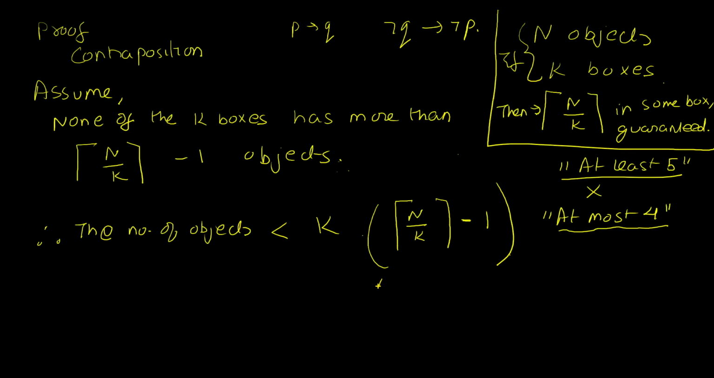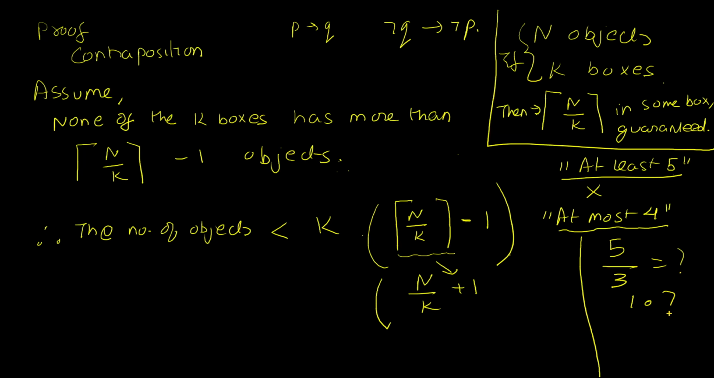And then we'll apply a small trick here. We'll write this as n by k plus 1. And what is the relationship between this value, the ceiling of n by k, and n by k plus 1? So let's look at a couple of examples. If I have n equal to 5 and k equal to 3, and this will apply in any case where this divided by this is not an exact number. Okay, so 5 divided by 3 is 1 point something. And if I take a ceiling of this value, I get a 2. So the ceiling of n by k is just equal to 2.